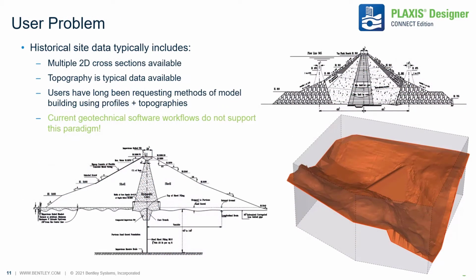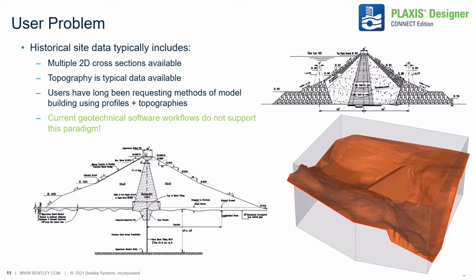Historical data that is available for sites often includes old 2D cross-sections at various locations in the structure. Such old cross-sections may be available on paper drawings or have been scanned into a PDF format. Ideally, they have been digitized and are available in maybe a DXF file format.